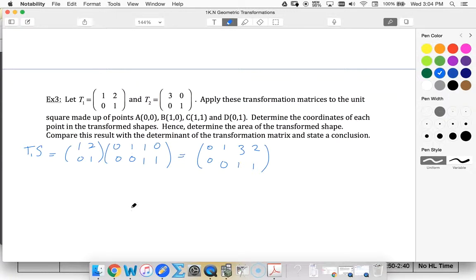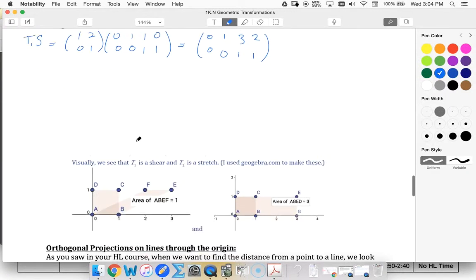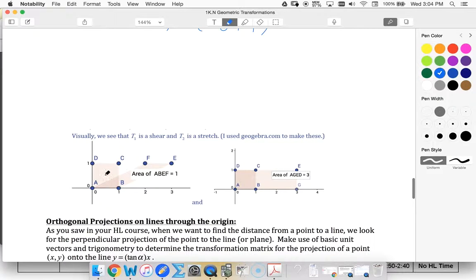So if I plot these points, I can see, I've done that down here, I used GeoGebra. So here's my original square, and here's my shear. So all of my points shifted horizontally for points off the x-axis. The area of this parallelogram is 1. The area of my unit square, of course, 1 by 1. So area of this is equal to 1.